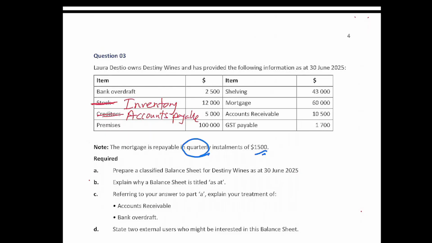Quarterly 1500. That means how many quarters are there in a year? 4. You sure? How many months are there in a quarter? 3. Very good. So don't miss. Does anybody confuse that? Some people are confused, like they think that quarter is 3, months 4. Quarter means 1/4. So there are 4 quarters in a year, however, we have 3 months in a quarter.